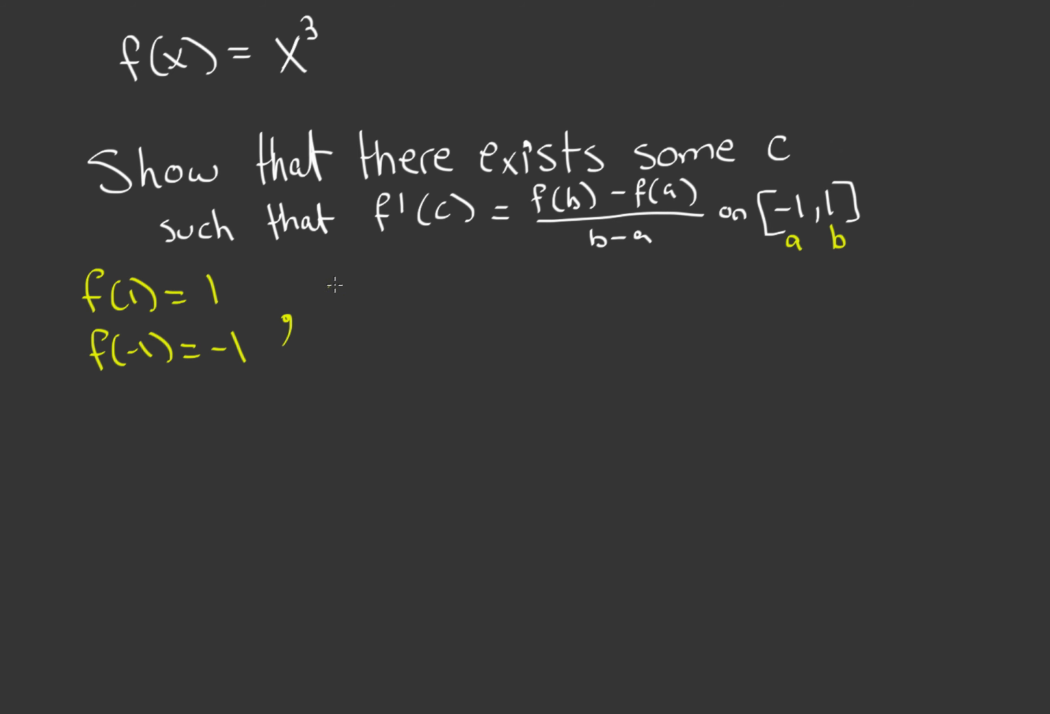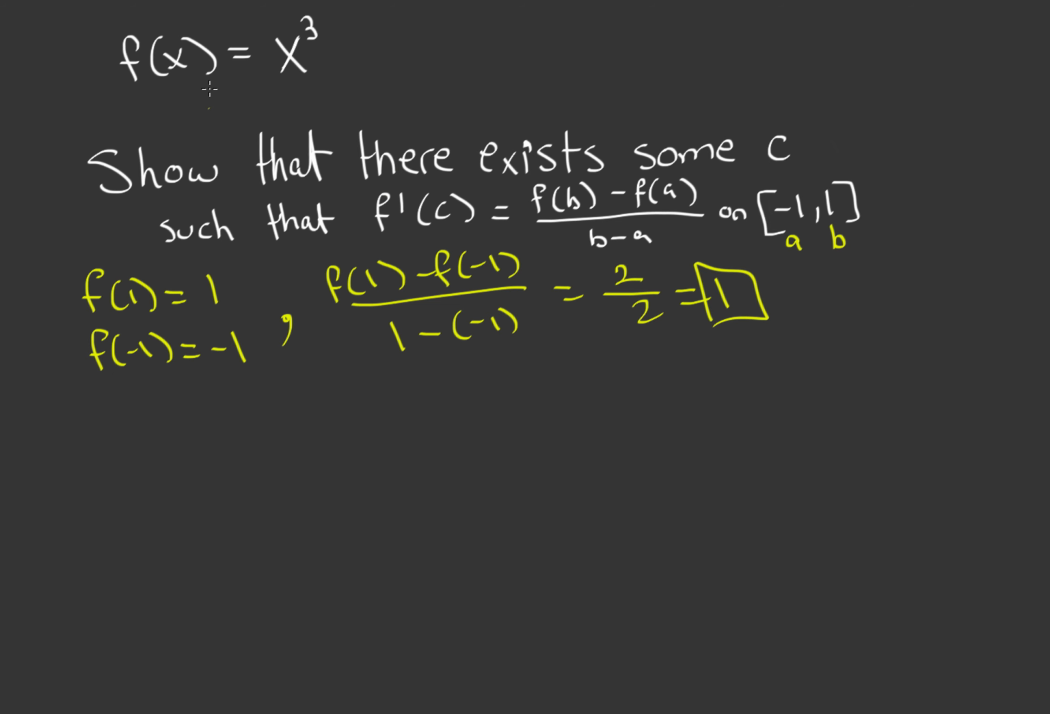So we have f of 1 minus f of negative 1 over 1 minus negative 1. So we have 1 minus a negative 1, which gives us 2. And then this is also 2, which gives us 1. So our slope is 1. So we want to find some point c where our derivative is equal to 1.